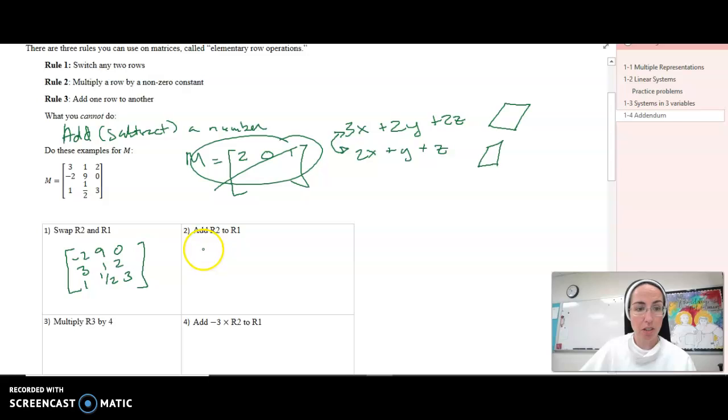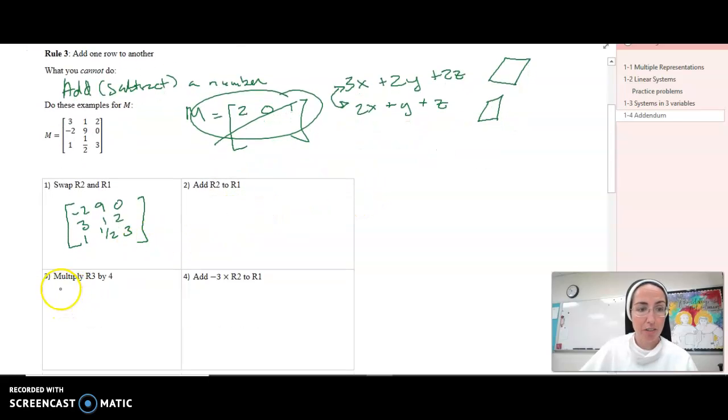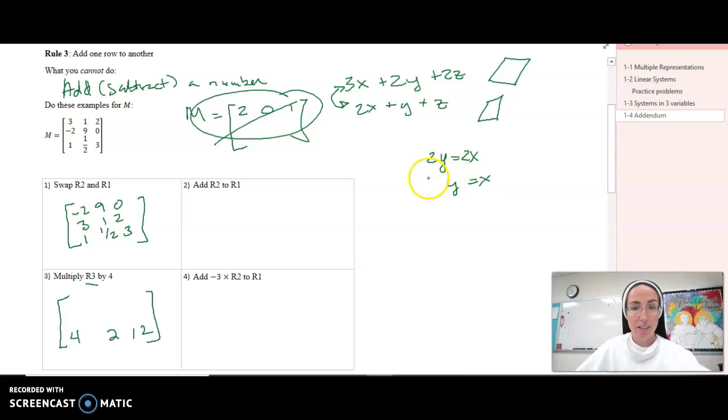Okay, second thing I'm allowed to do is to multiply any row by a constant. So let's multiply the third row, R3, by the number 4. 4, 2, 12. Okay, I can do that. The reason, this is a system of equations, I can multiply everything by a number, and it's still the same. It's like if I have 2y equals 2x, it's the same thing as saying y equals x. I'm allowed to multiply the whole equation. Okay, what else can I do?